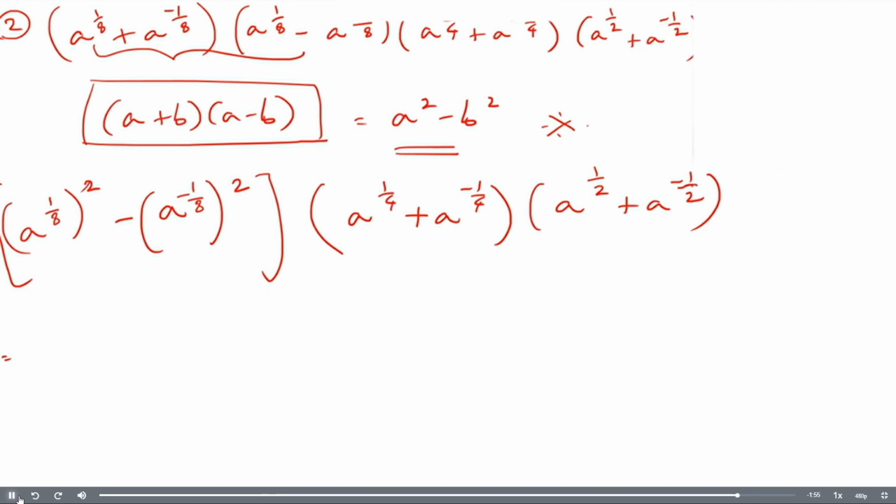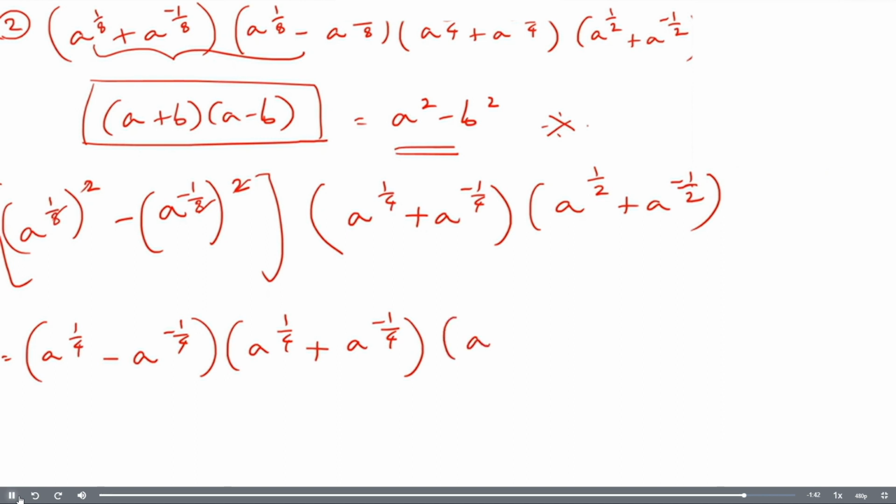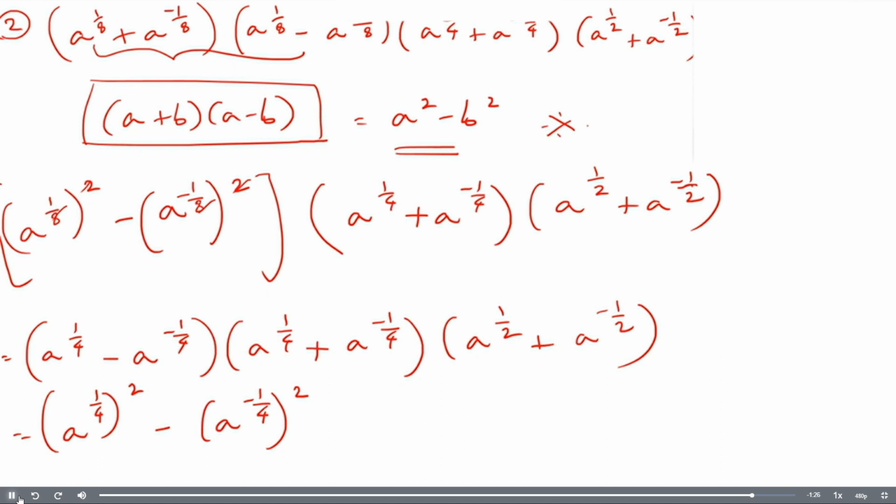This is equal to a to the power 1 by 4 minus a to the power minus 1 by 4. I'm cancelling it here. Okay, then a to the power 1 by 4 plus a to the power minus 1 by 4 into a to the power half plus a to the power minus half. This again is one more example of a plus b into a minus b, where a is equal to a to the power 1 by 4 whole square and b is equal to a to the power minus 1 by 4 whole square, a square minus b square. We take it like this and then we copy out the last term as a to the power half plus a to the power minus half.